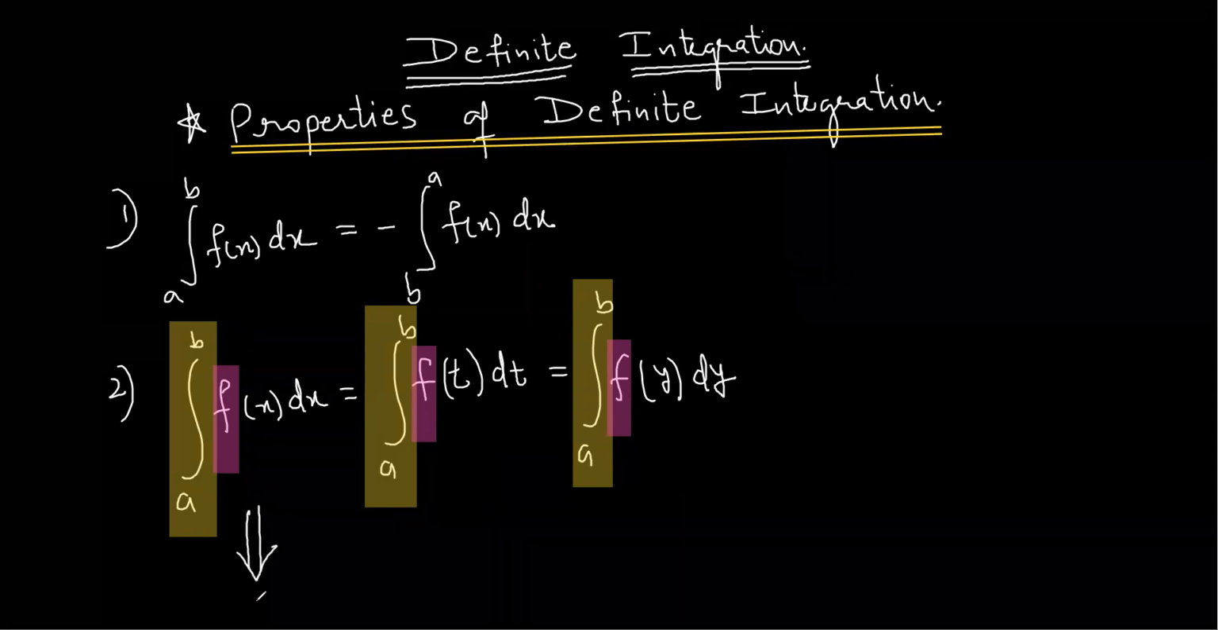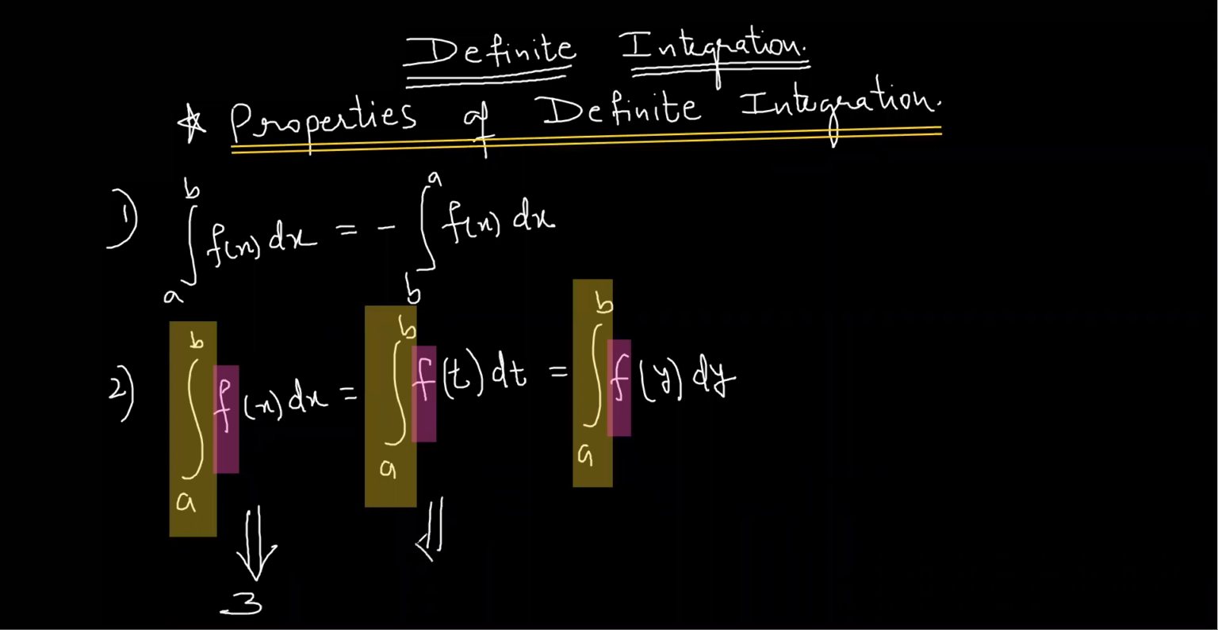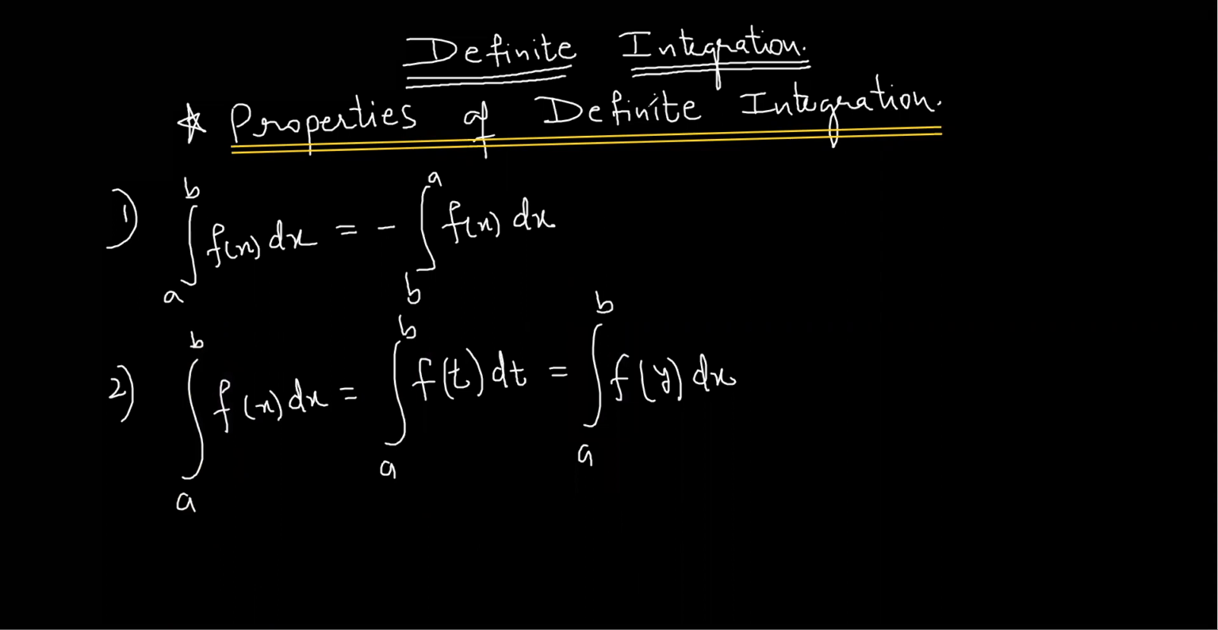That is, if the answer for this is coming 3, you evaluate this and it will be 3 and this will also be 3. So the change of variable will not make any difference so far as the value of the integral is concerned if you keep the same interval and the same function. Then we have the next property, which is property number 3.